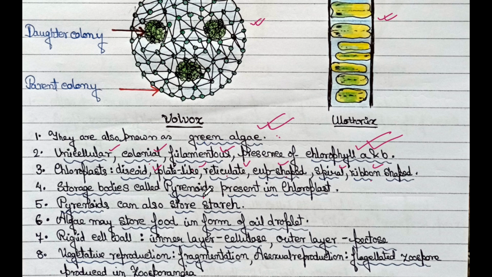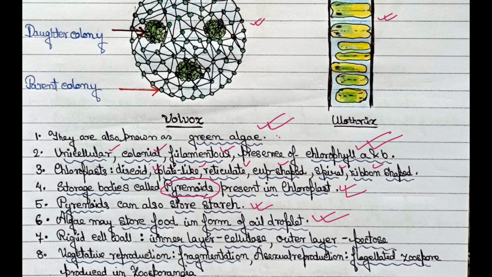There is one interesting feature that there is a storage body known as pyrenoids, and it is present within the chloroplast. Pyrenoids can store starch, and algae might also store food in the form of oil droplets. So, what is the type of stored food in Chlorophyceae? It can be starch or oil droplet.